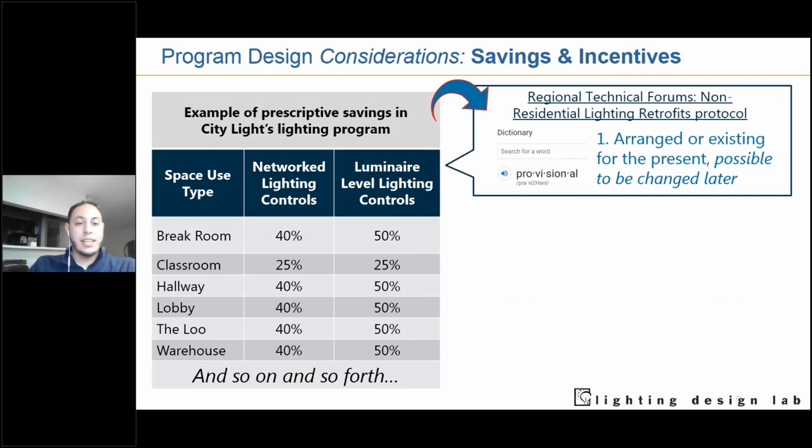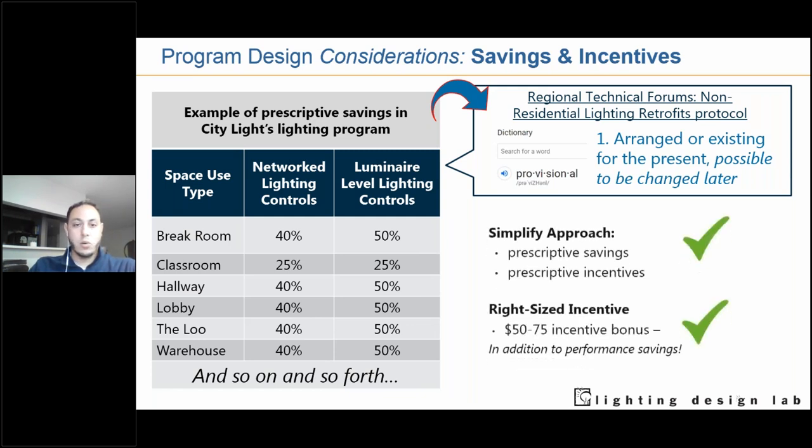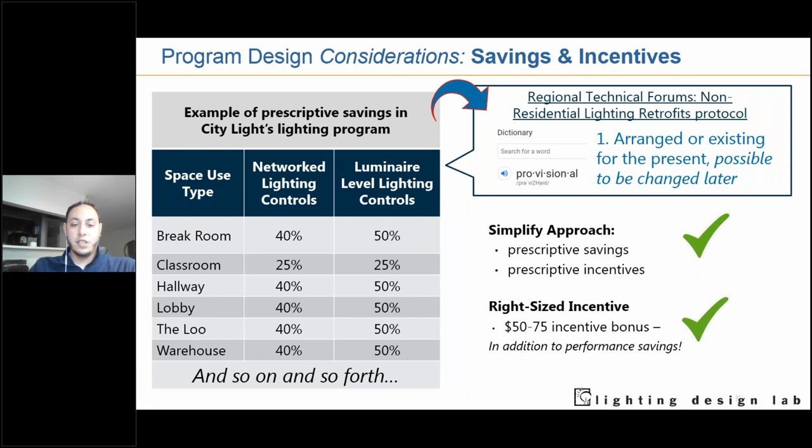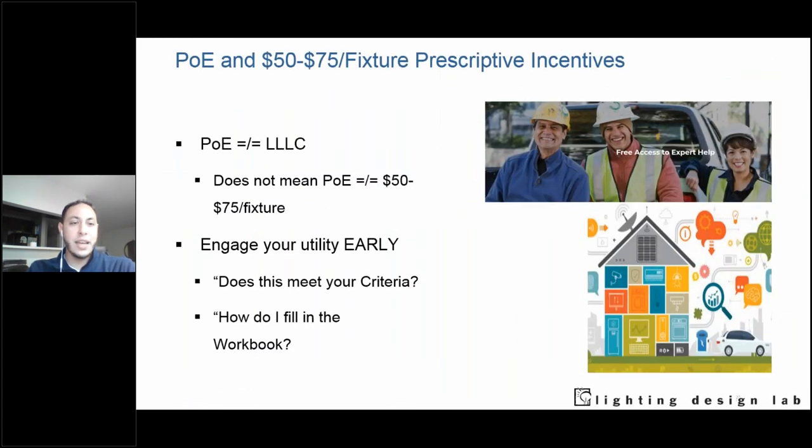And I want to talk a little bit about City Light, although a lot of utilities in the Pacific Northwest have similar workbooks and incentive structures. As we learn more about connected lighting, and POE lighting is no different, there are more prescriptive or fixed incentives, and smart fixtures have this $50 to $75 fixture bonus. So let's have that conversation.